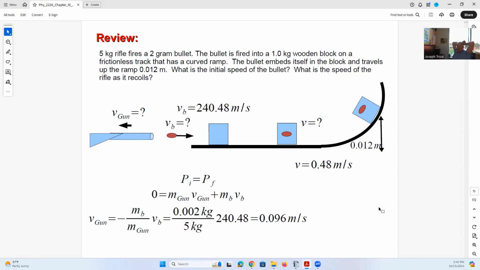So you get 0.02 kilograms, the mass of the bullet, divided by the mass of the gun, 5 kilograms, times 240.48 meters per second. Sorry, I forgot to put the meters per second in here. It comes out to be a slow speed, about 0.096 meters per second.